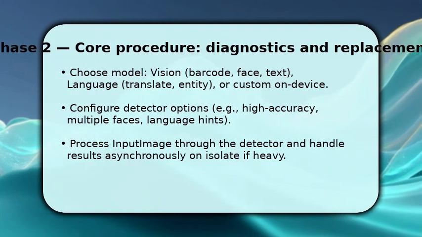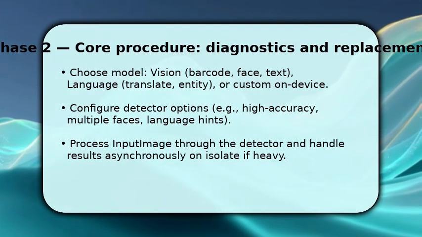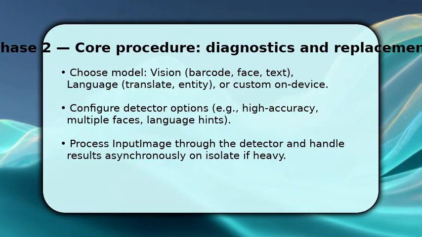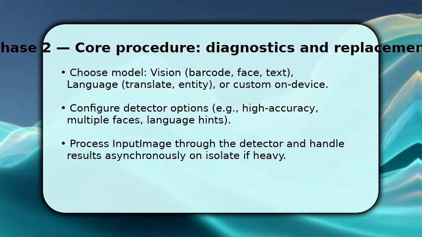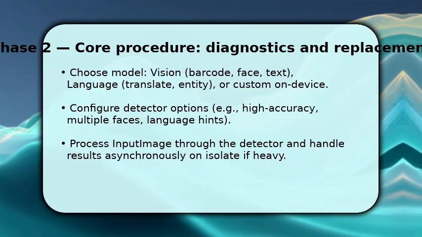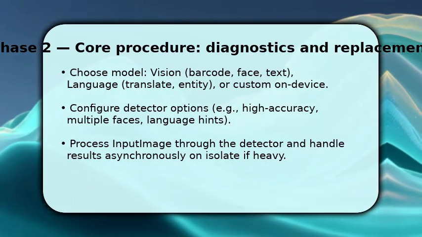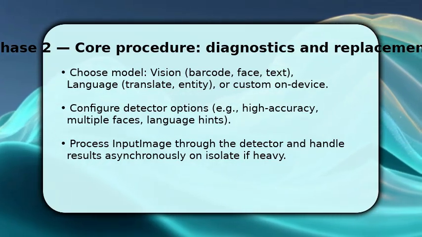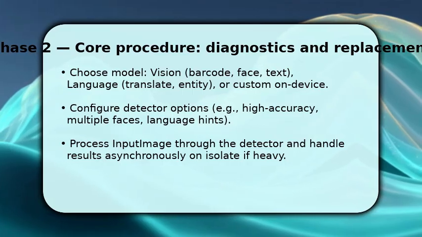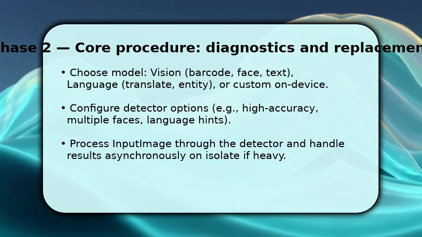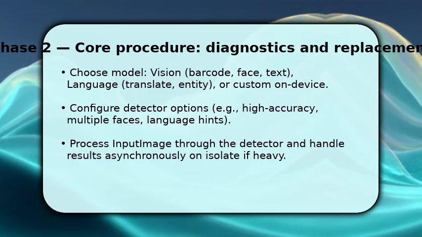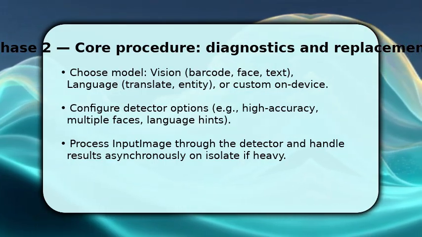Now you integrate the model you need. Pick text recognition, face detection, barcode scanning, or language APIs. Configure detector options, for example, high accuracy mode, enable multiple faces, or set language hints, because options change performance and output. Create the detector instance, then call its processImage method with each input image.